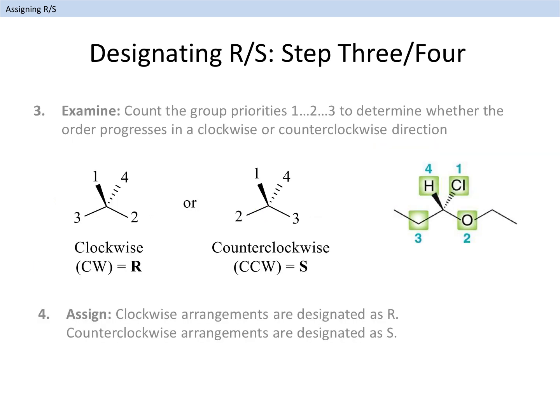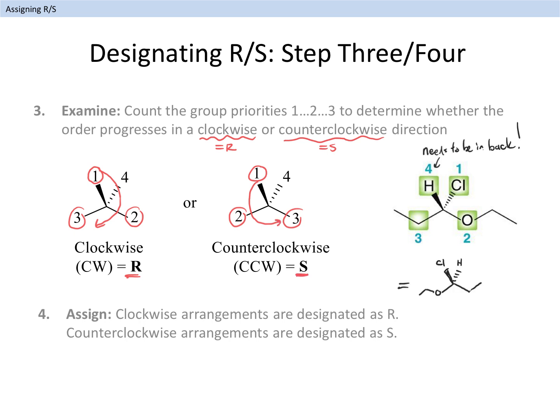Now that we have the molecule oriented correctly, with the lowest priority group, group 4, facing away from us, let's move on to Steps 3 and 4, examining the order of the groups and assigning the R or S configuration. In Step 3, we count the group priorities, 1, 2, 3, to determine whether the order progresses in a clockwise or counterclockwise direction. If the sequence of priorities, 1 to 2 to 3, proceeds in a clockwise direction, the chiral center is assigned the R configuration. If the sequence progresses in a counterclockwise direction, the chiral center is assigned the S configuration.